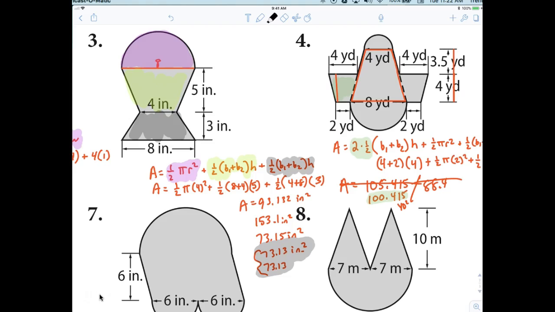What are the two bases of the green trapezoid? Somebody tell me. 4 and 8. What's the height of the green trapezoid? 5. If you can see that, then you're in good shape.